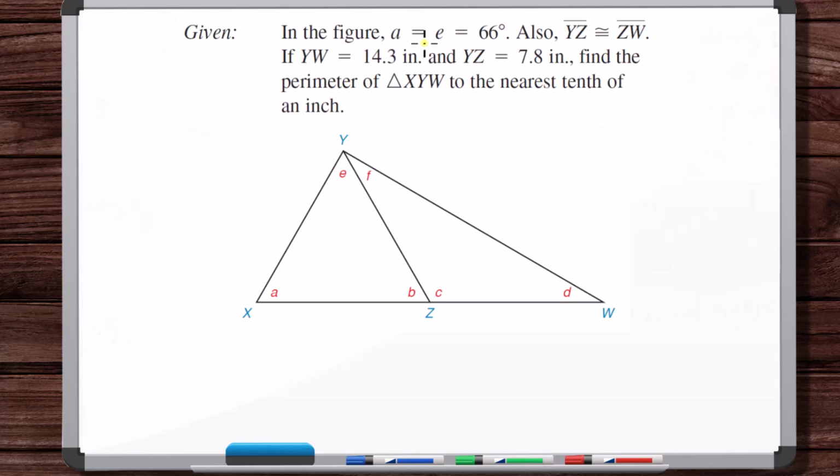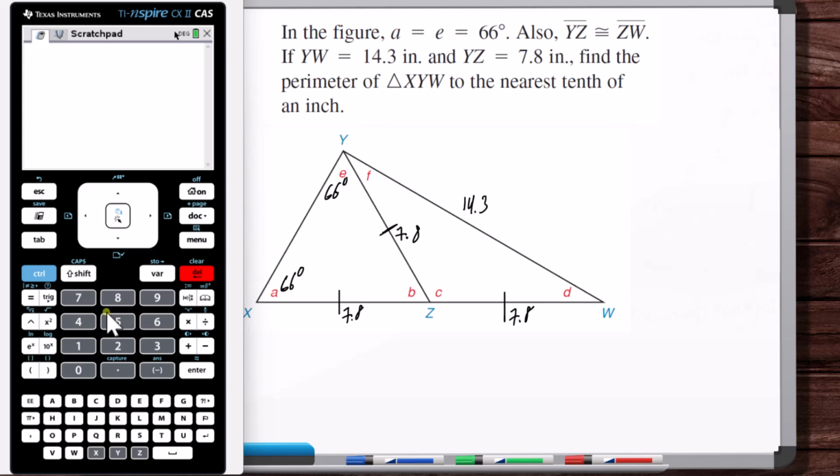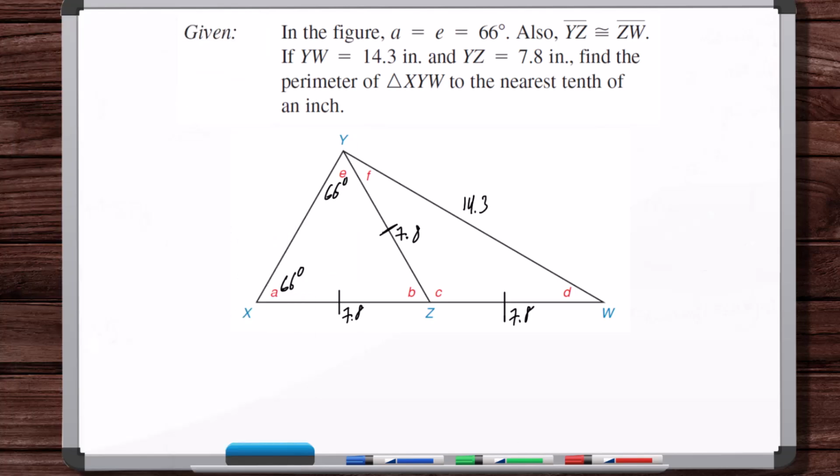Okay, same figure. You have A equal to E equal to 66 degrees, which means that these two sides are congruent. Also, YZ is congruent to ZW, so these are all congruent to each other. If YW is equal to 14.3 and YZ is equal to 7.8, that means this is 7.8 and this is 7.8. Find the perimeter of triangle XYW. All right, so what is 7.8 times 2? 15.6. That's not 14.3.